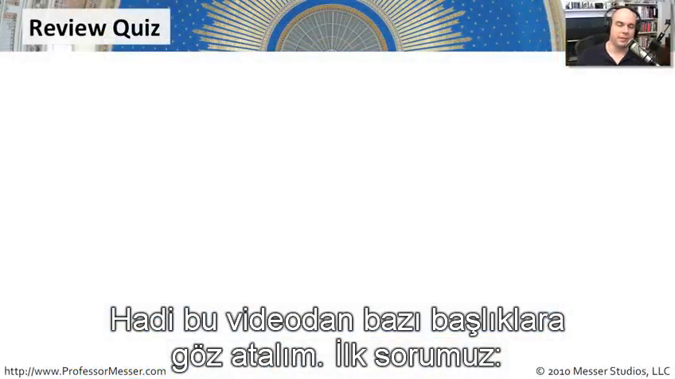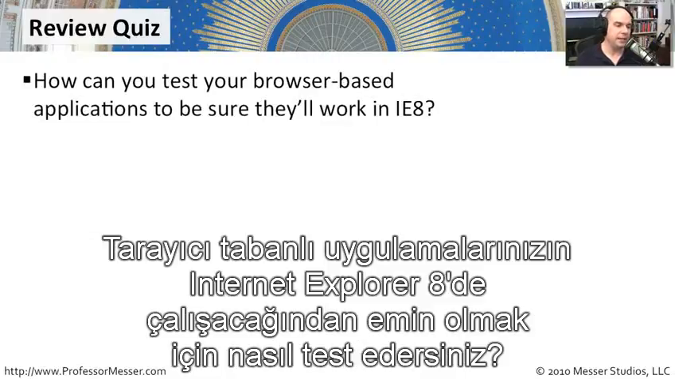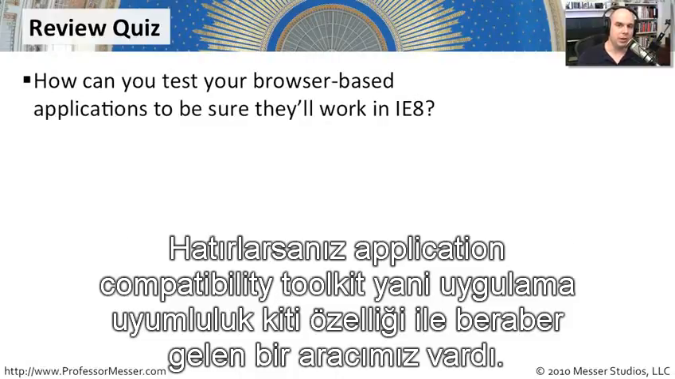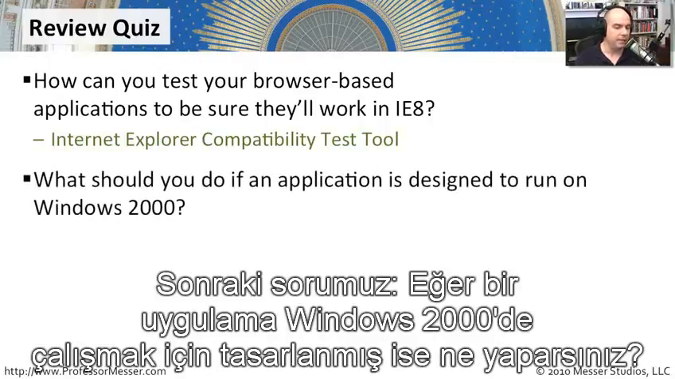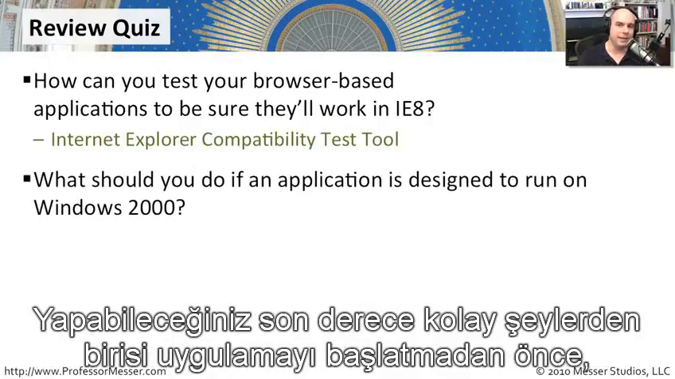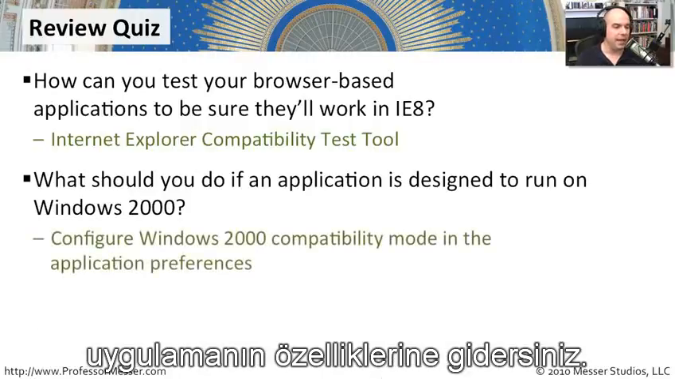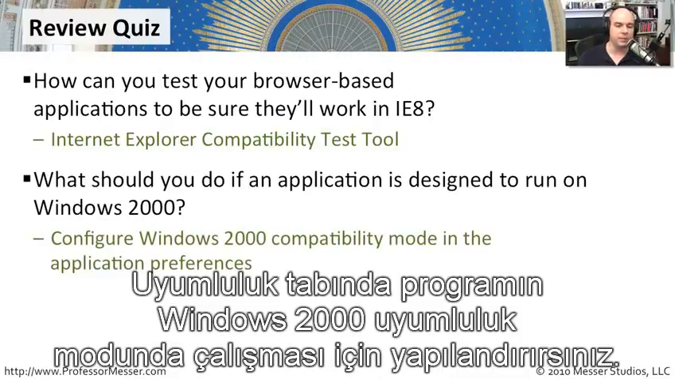Let's review some of the topics from this video. Our first question is, how can you test your browser-based applications just to make sure they're going to work properly when you start to use Internet Explorer 8? Well, as you recall, there was a tool that came with our Application Compatibility Toolkit, and that was the Internet Explorer Compatibility Test Tool. The next question: what should you do if an application is designed to run on Windows 2000? Well, one of the very easy things you can do before you even launch the app is go into the properties of the application and configure it to run in Windows 2000 compatibility mode in that compatibility tab.